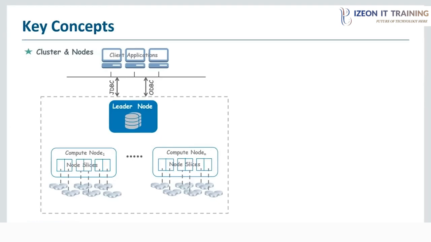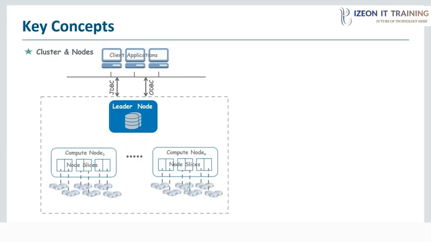As for the leader node, it receives queries from client applications and then it parses these queries and develops a suitable query execution plan. And then it coordinates the parallel execution of these plans with one or more compute nodes. Once the compute nodes finish executing this plan, again the leader node aggregates the results from all these intermediate compute nodes and then sends it back to the client application.